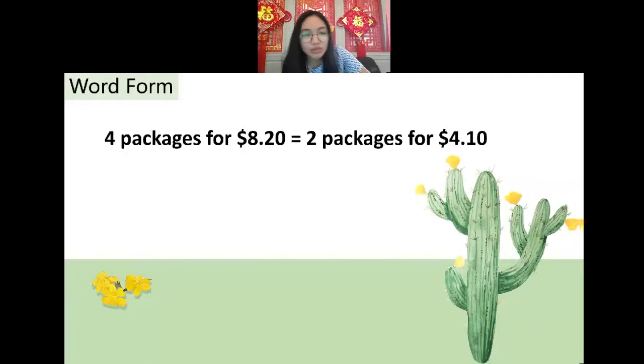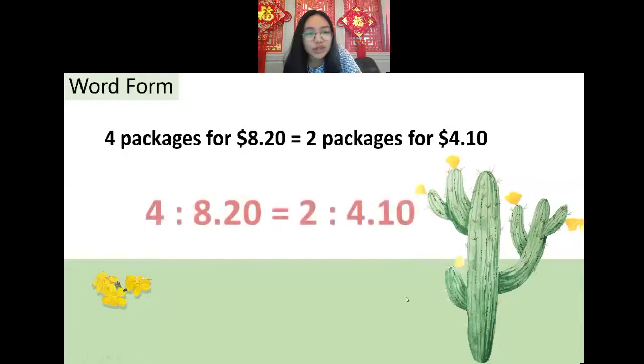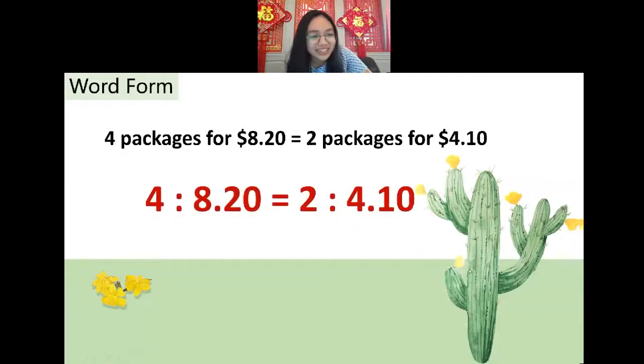Okay, I'll just show it to you. Maybe you are getting confused now. This is what I'm asking. Okay, that's very easy. Just put it into our ratio.